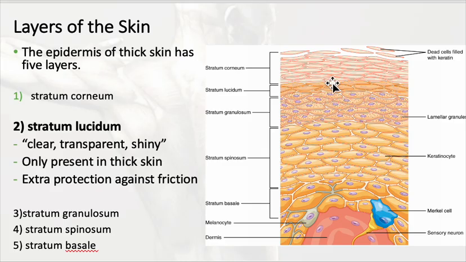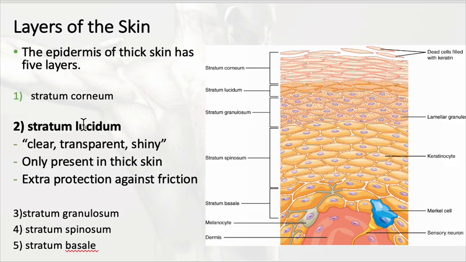Now we move up to the stratum lucidum. Now the interesting thing about this layer is that it is only present in thick skin. Specifically, it is only present mainly in our palms, so of our hands, and on the soles of our feet. That's because these surfaces experience a lot of friction from walking. Our hands experience friction from lifting, pulling, grabbing things. And so this layer is only present there.